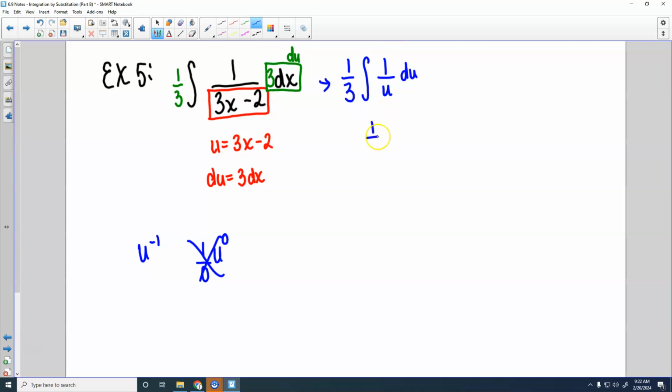So this is natural log. Whenever we integrate it, we're going to get 1/3 natural log of the absolute value of u plus c. We have to have those absolute value bars because whenever we are taking the natural log of something, it must be a positive number. So we need those absolute value bars. So our answer would end up being 1/3 natural log absolute value of 3x minus 2 plus c.